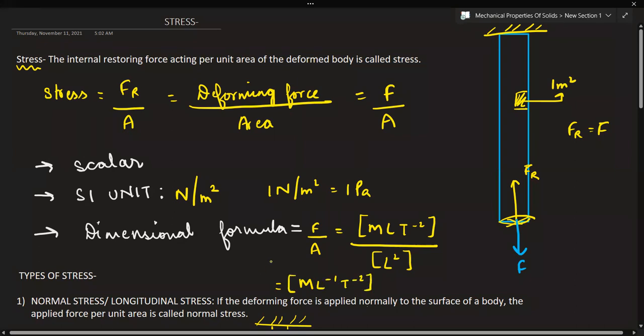Fine. Just note this portion. Then we'll discuss types of stress. And if you have any doubt in between, you can ask me.